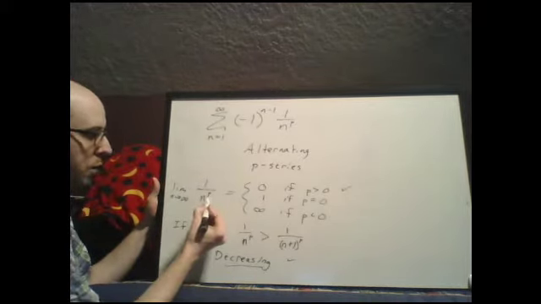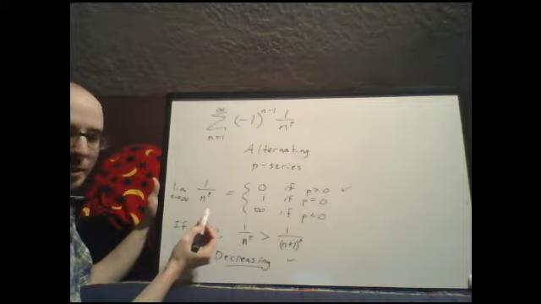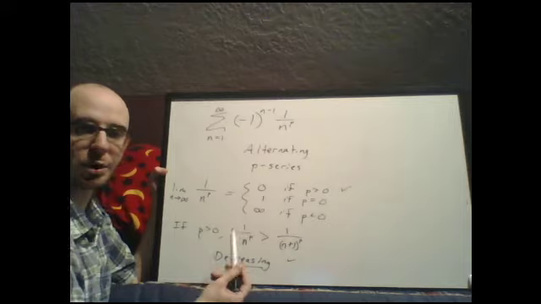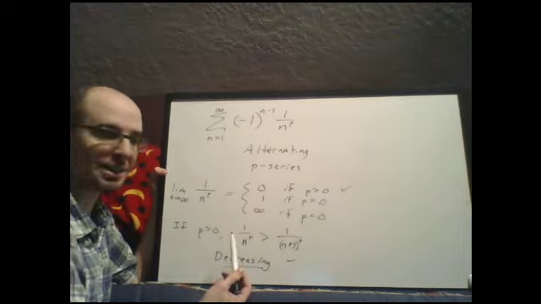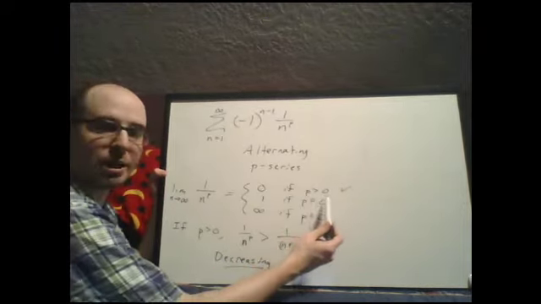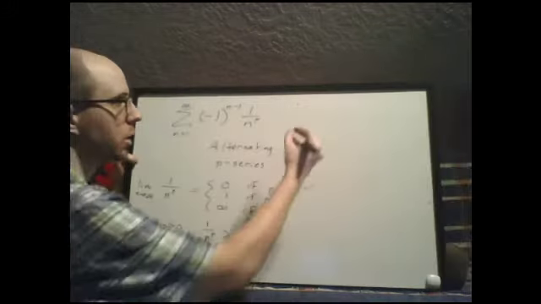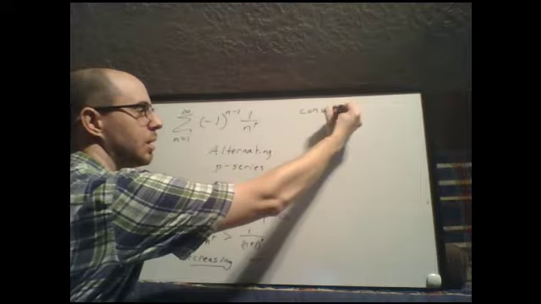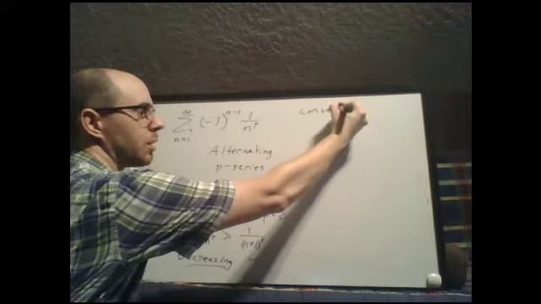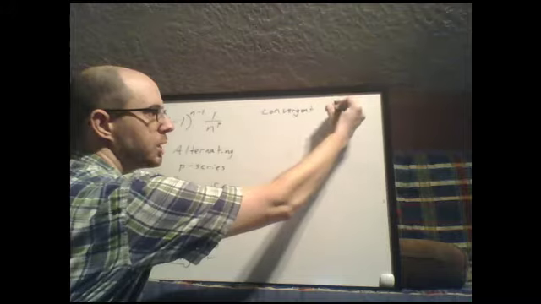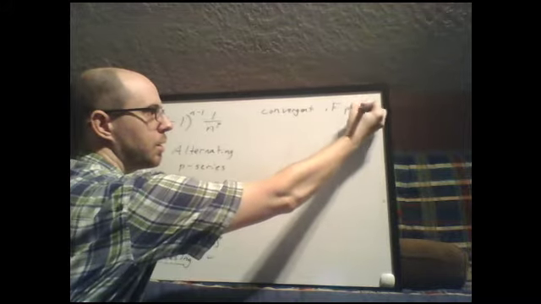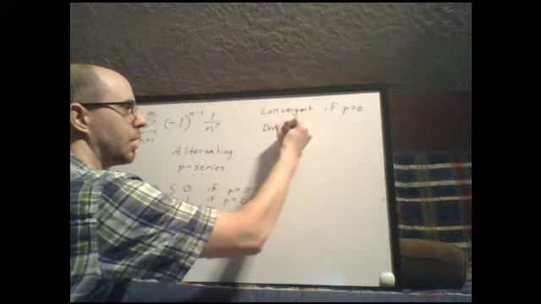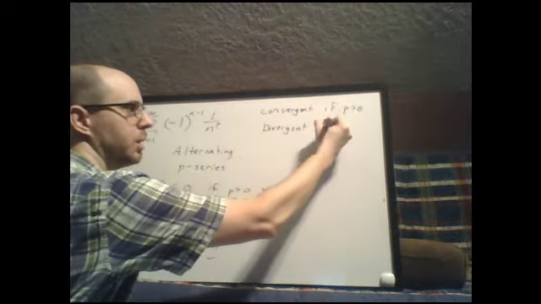So for this type of sequence, we have verified the two requirements for the alternating series test in the case where p is greater than 0. So our rule is: alternating p series are convergent if p is greater than 0, and they're divergent if p is less than or equal to 0.